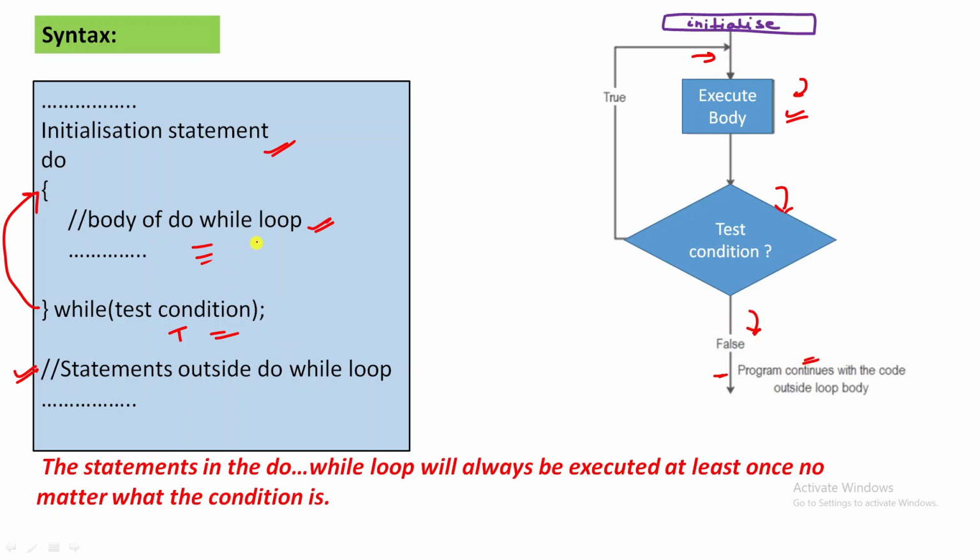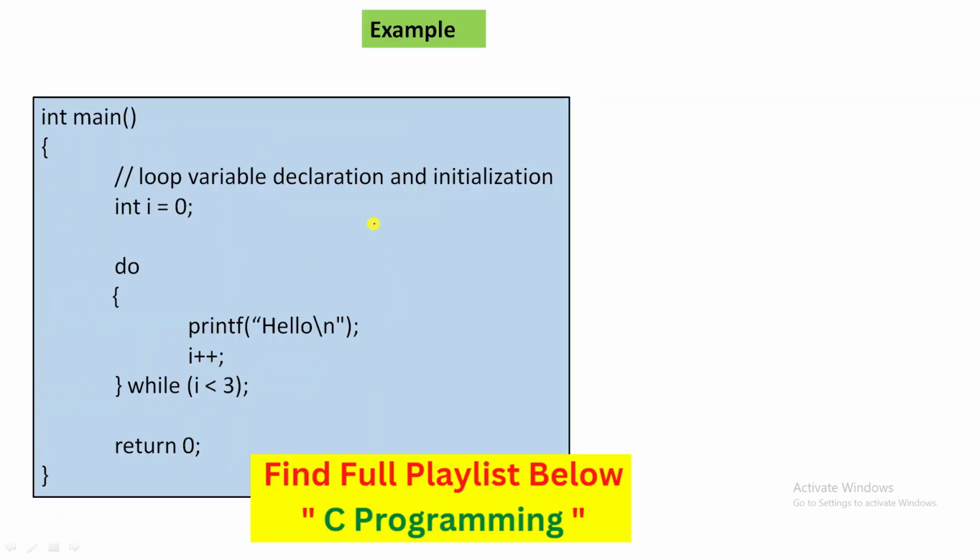So working wise it is very simple. There is just a difference in the syntax. Working wise it is also the same as the for loop and the while loop. Just the syntax difference is there. So let's understand the working of this do while loop better with the help of an example.